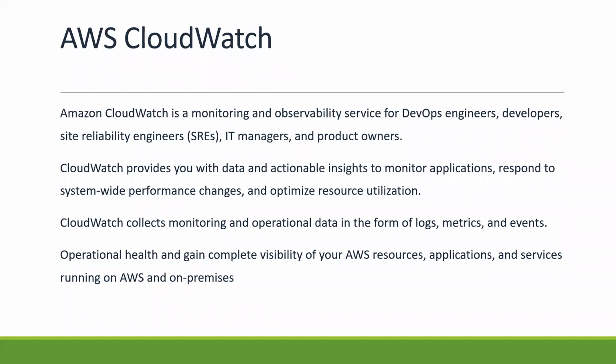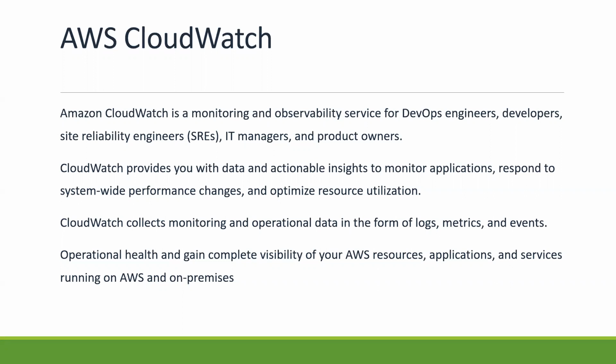So AWS CloudWatch is basically a monitoring tool that helps us to observe. It is being used by DevOps engineers, developers, and SREs, that is the site reliability engineers, and IT managers, as well as the product owners, in order to monitor and observe the various resources, as well as monitor the applications and respond to the system-wide performance changes, as well as how to optimize the resource utilization.